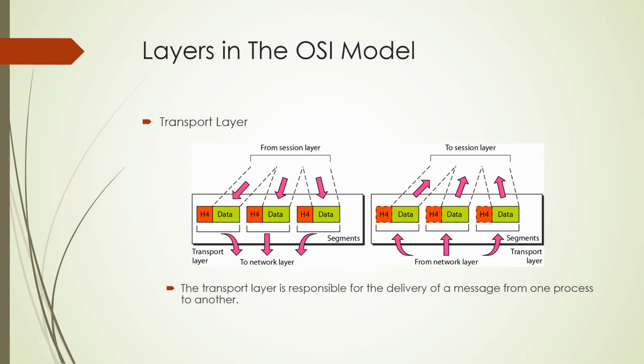Next we have the transport layer. You can see from the diagram that it receives data from the session layer and sends data to the network layer, and it adds some headers. The transport layer is responsible for the delivery of a message from one process to another. Now, what do we mean by process?